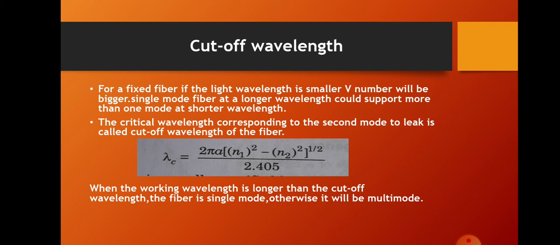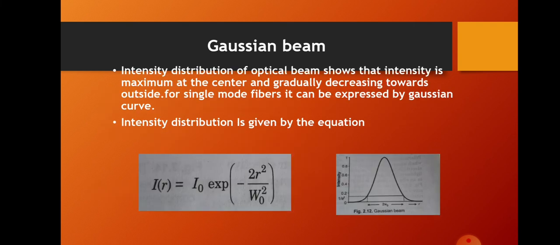When the working wavelength is longer than the cutoff wavelength, the fiber is single mode, otherwise it will be multi-mode. This is all about cutoff wavelength, and it is represented by the letter lambda c. Its equation is 2 pi a into (n1 square minus n2 square) all raised to 1 by 2 divided by 2.405.